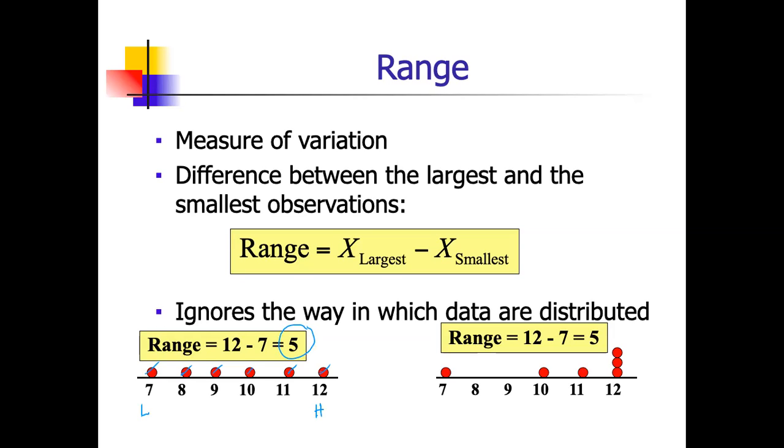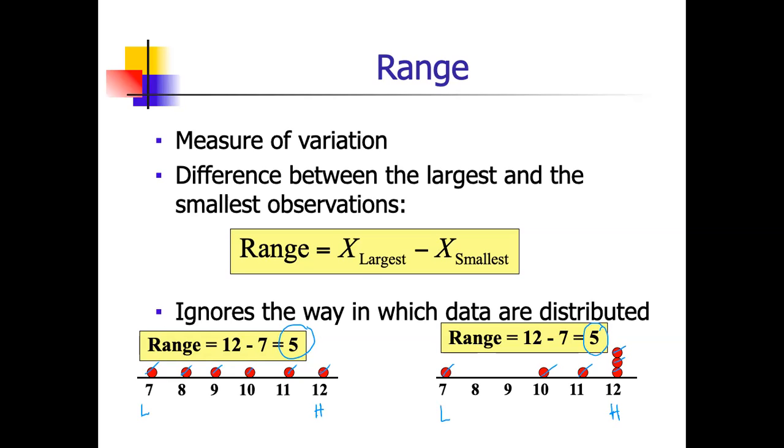Now let us shift our attention to the second data set at the right, wherein we have 7, there's only one 7, 10, then we also have 11, and then there are three 12s. The highest value is 12 in this data set, and correspondingly the lowest value is 7, which is the same as the previous set. Therefore, the range will be 12 minus 7, and the range is also 5.